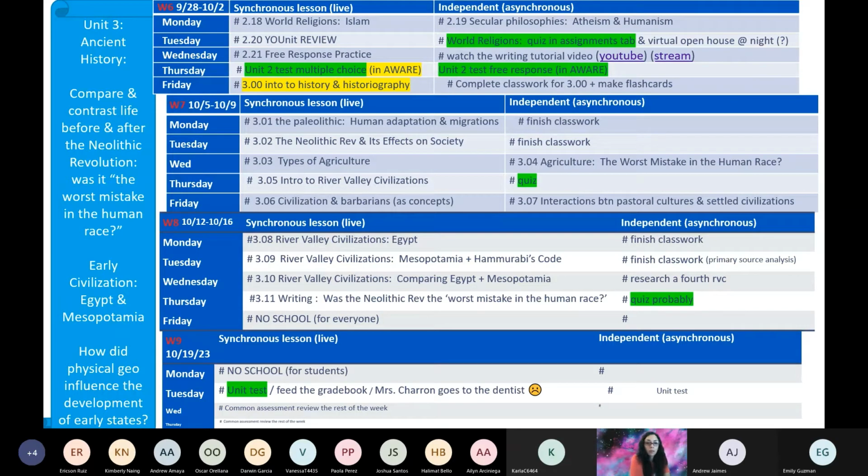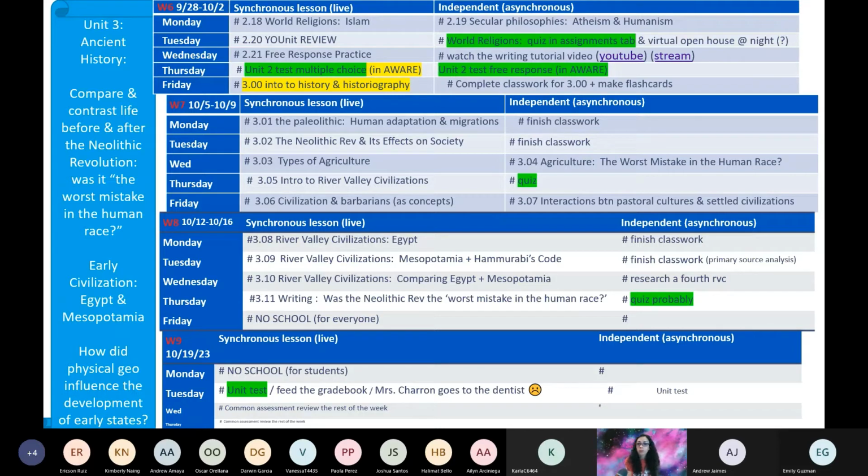So Unit 3 is all about ancient history. We start with, actually before history, before the Neolithic Revolution, and then we get into the origins of the very first civilizations. In this unit, you should ask yourself 2 questions throughout. They're going to be themes.